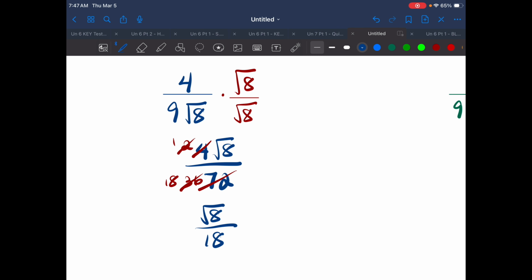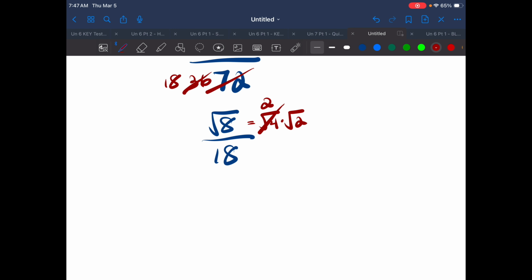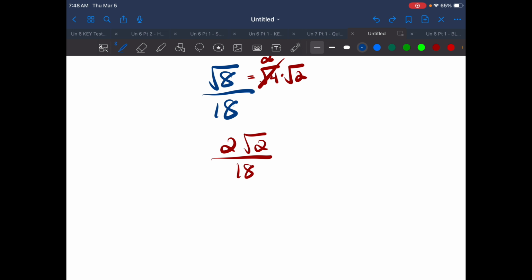These are good steps, but we're just not finished. Radical 8 in the numerator can and should be simplified. We can split that up into radical 4 times radical 2. The square root of 4 is 2. Now we are left with 2 radical 2 over 18. A lot of steps here, right? And our final answer: 2/18 simplified is 1/9. No need to write the 1 in front, but my final simplified answer would be radical 2 over 9.